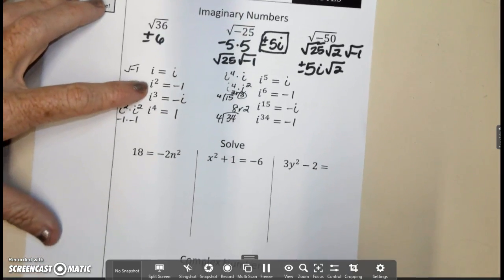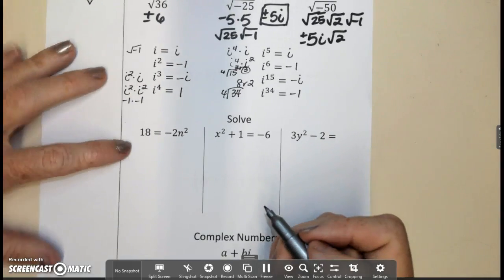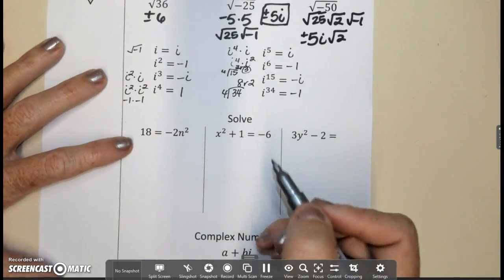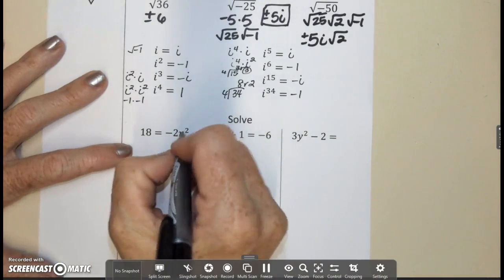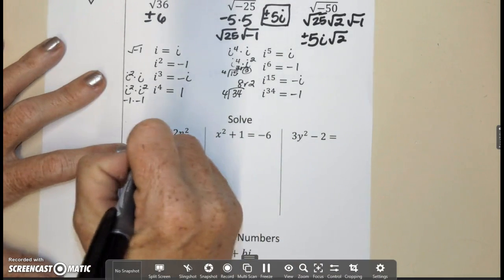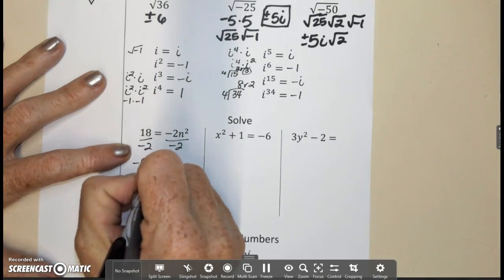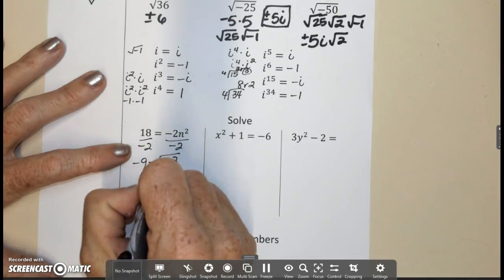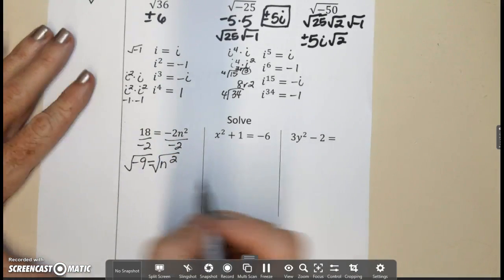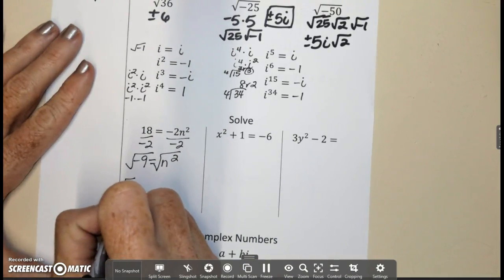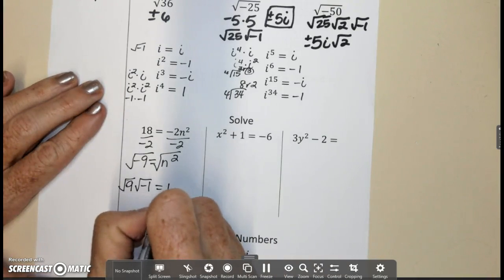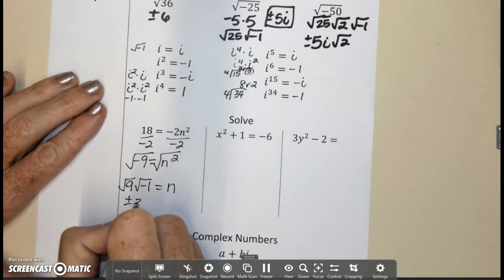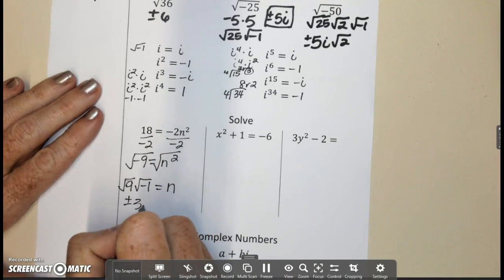So now we can use those to solve equations, because now I have the possibility of solving a negative number in the radical. So let's try the first one. We're going to divide both sides by negative 2. I get negative 9 equals n squared. Take the square root of both sides. I now know I can change this into the square root of 9 and the square root of negative 1. And so I have plus or minus 3, which is the square root of 9, and the square root of negative 1 is i.